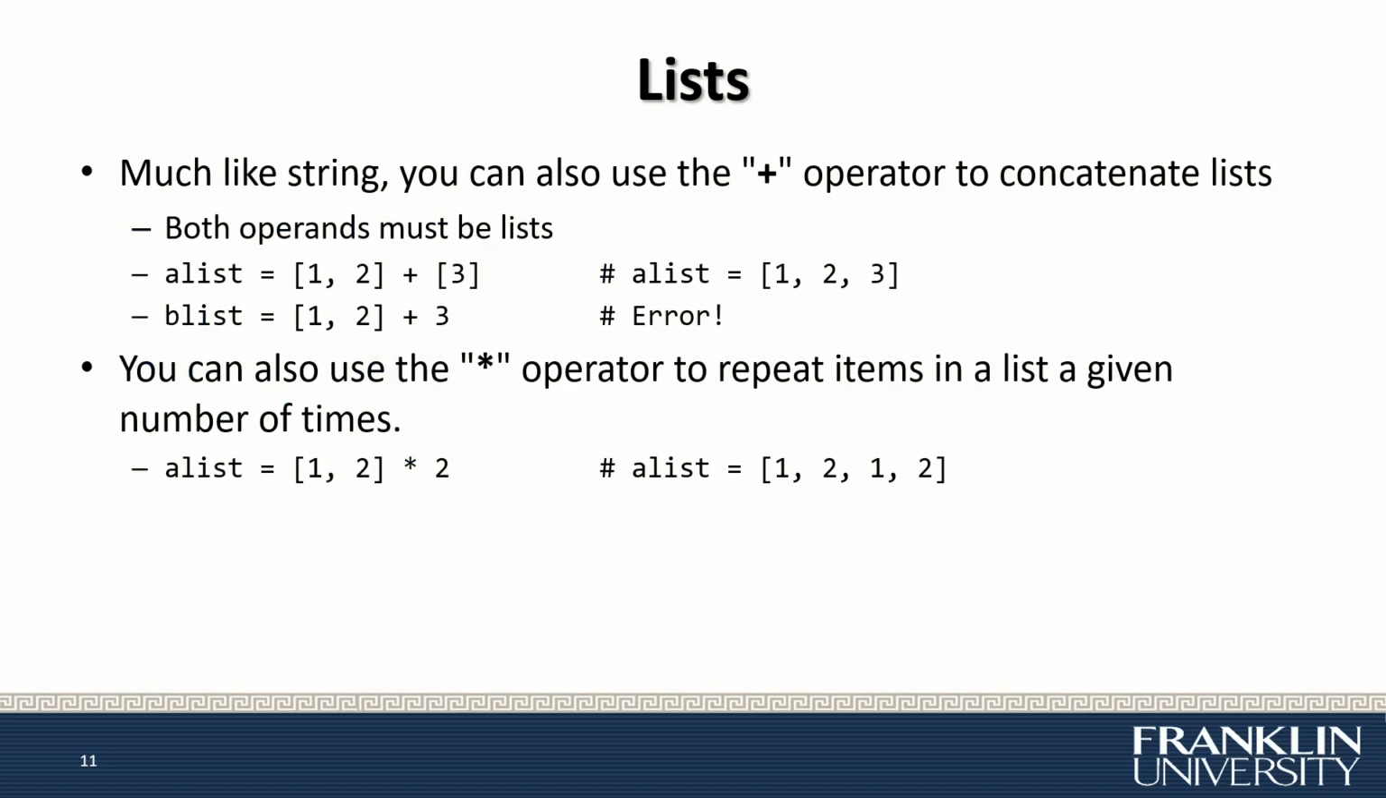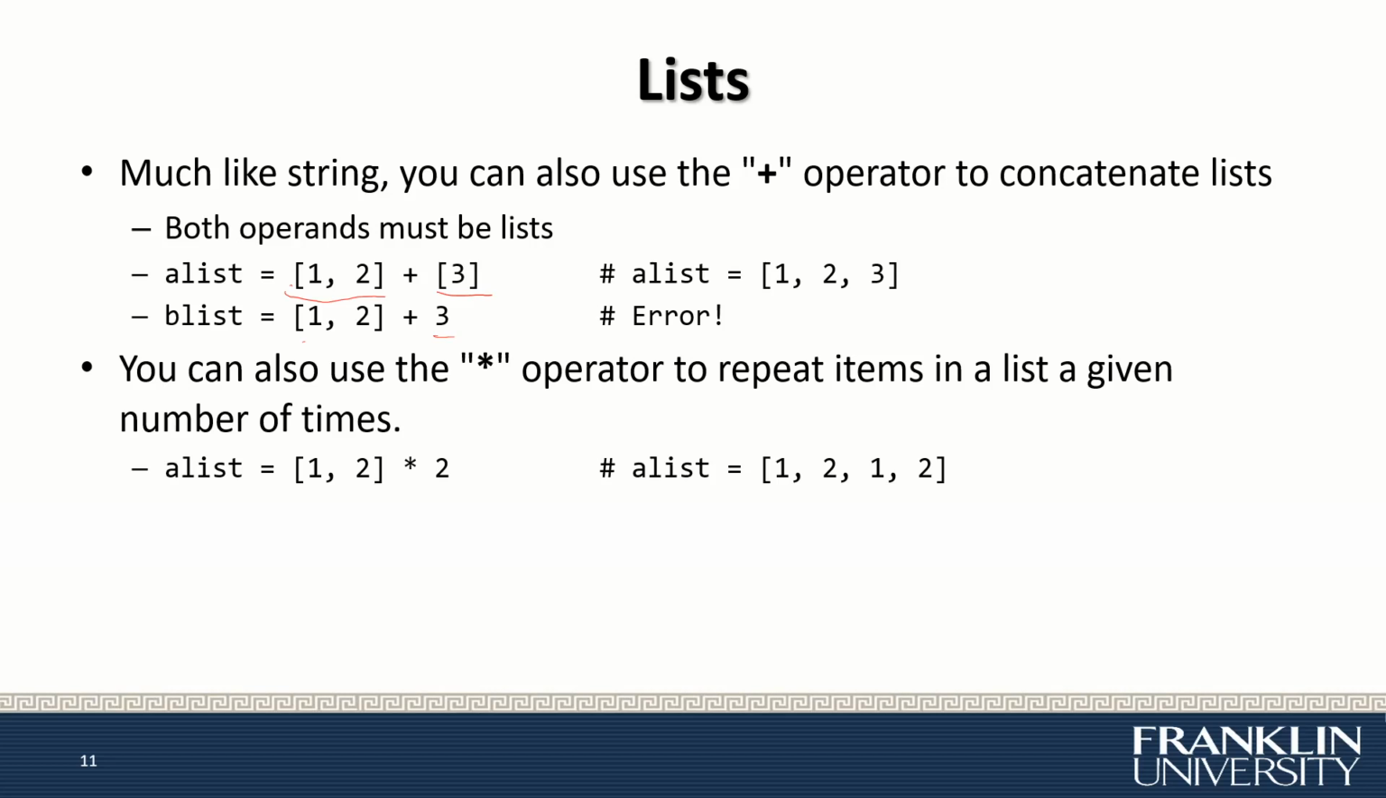Much like string, you can also use the plus, the concatenation operator, to concatenate lists. And when you concatenate lists, both operands must be a list. So this is a list, this is a list, and I can add them together. In this case, it will create a list with 3 elements. I cannot add a list to a number or append a number to a list. If you want to do that, that's a different way of doing that.